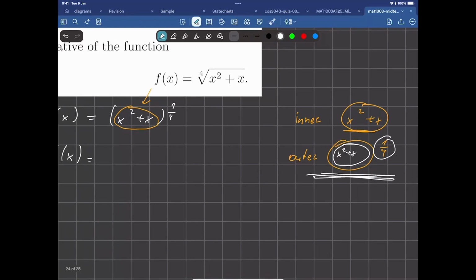So the outer function is something to the power of 1/4. Therefore, I apply the regular rule, so I bring the 1/4 in front. I keep the something in the brackets the same for now, so I'm not gonna change it. It's still gonna be x squared plus x. And now for the new exponent, I have the old one, in this case 1/4, minus 1. Just like we always calculate derivatives, right? So 1/4 minus 1 is 1/4 minus 4/4, which is minus 3/4, okay?